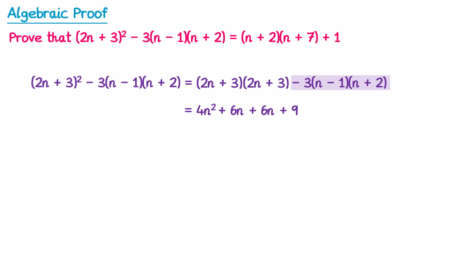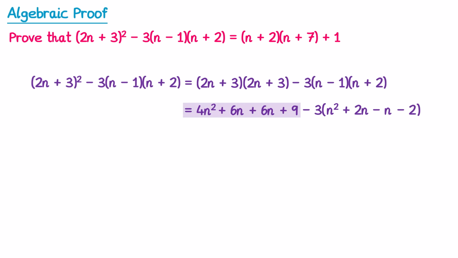Now we come to this part here. The way we want to approach something like this is writing negative 3, then a large bracket. Then we'll expand the double bracket and write the result inside this large bracket. We need to be really careful here to make sure we don't make mistakes with signs. So we're going to start with n times n, which is n squared, n times 2, which is plus 2n, negative 1 times n, which is negative 1n, and negative 1 times a positive 2, so negative 2.